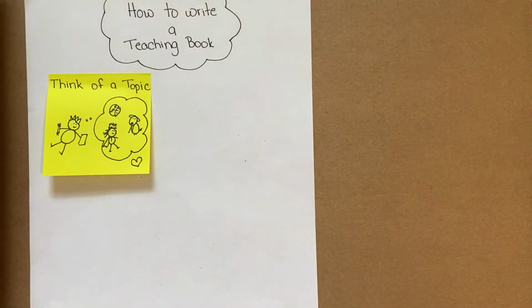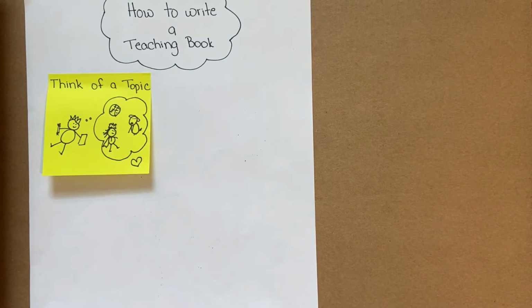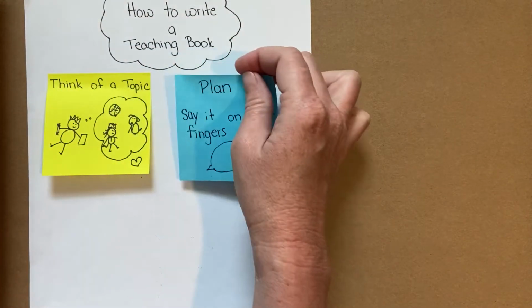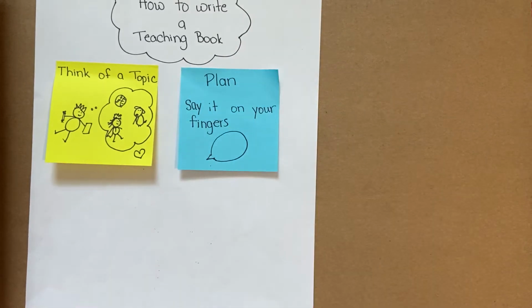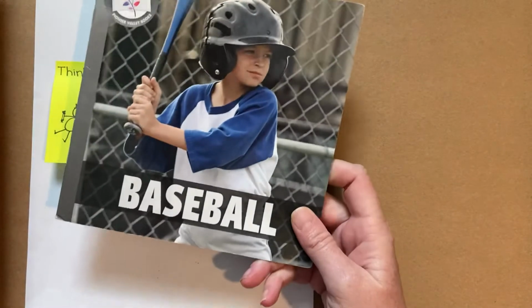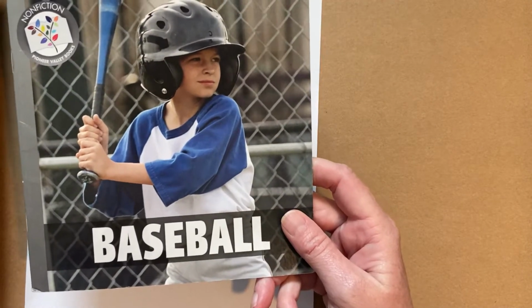And the thing that you want to make sure you know is when you know about something, you want to think about it on your fingers. So as you're planning it and you're getting ready to plan your all about book, you're going to say it on your fingers. So like this. I know all about baseball. You guys know that because Braden is a baseball player. So I know a lot about baseball.